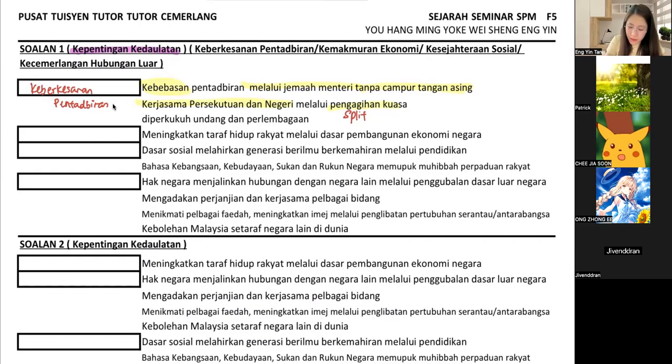So number 2 is the kemakmuran economy. Remember, our government will be effective, good, berkesan, faster, making decision. So you can see our economy will be better eventually because we are not under British control anymore. We decide, we manage it on our own. We do our own policy.